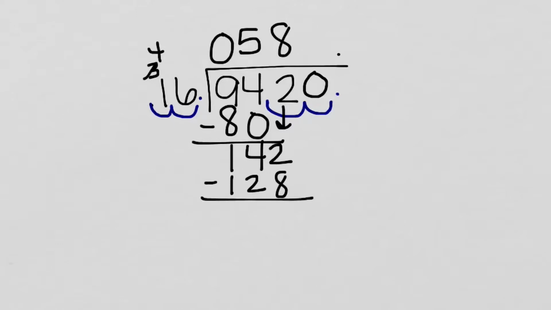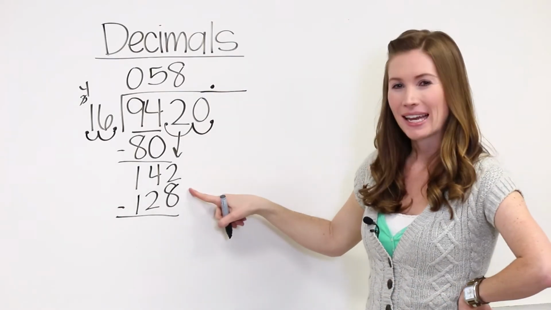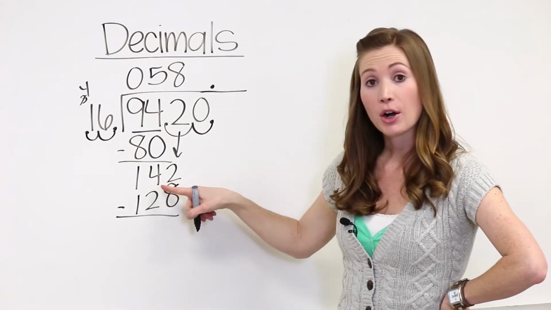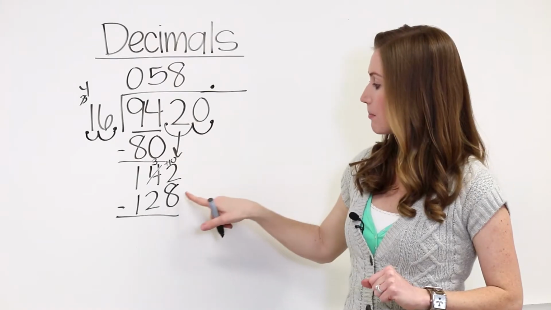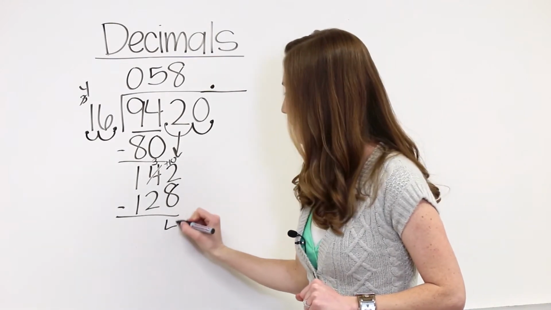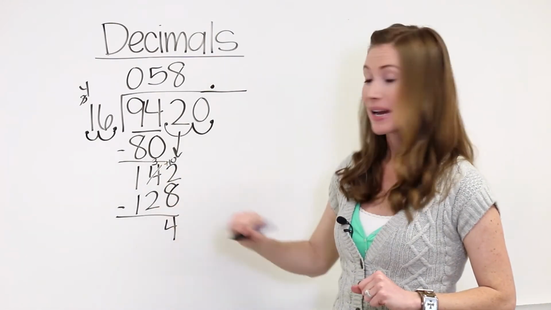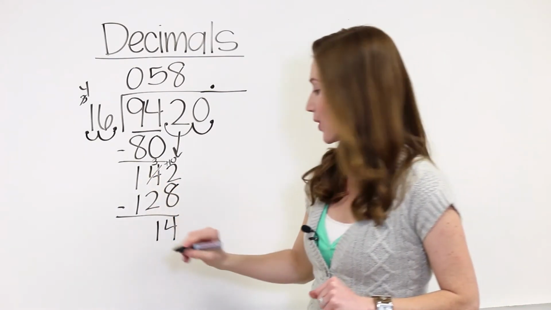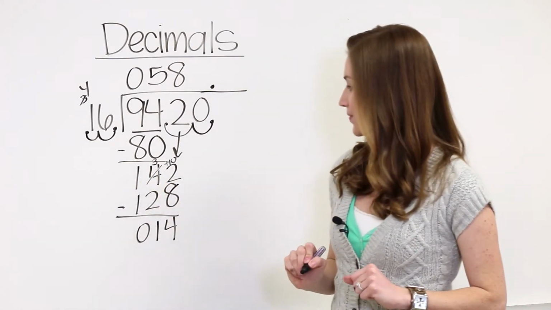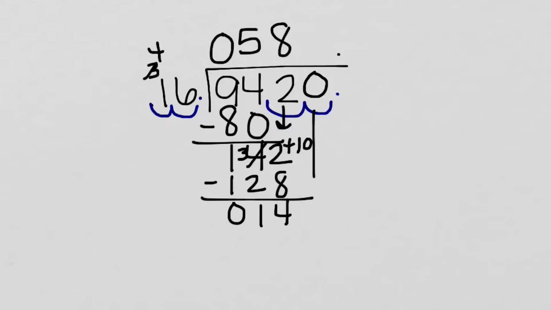Let's subtract. We can't do 2 minus 8, so we're going to have to borrow from our 4. Our 4 becomes a 3, and we add 10 to our 2. 12 minus 8 is 4. 3 minus 2 is 1, and 1 minus 1 is 0. Now we're going to bring down our 0.